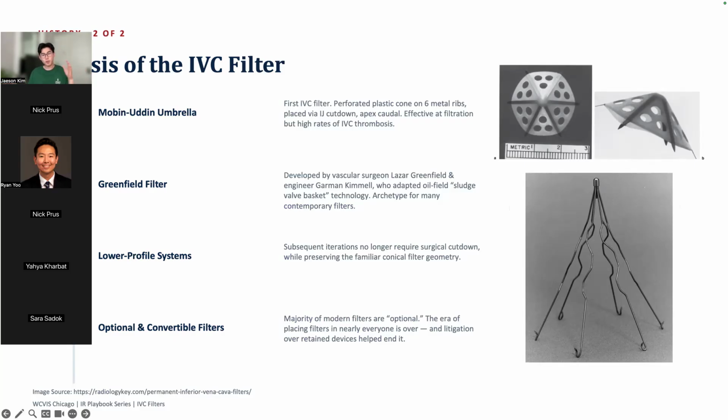And so over the following decades, the delivery systems got smaller, so you no longer needed surgery to place one. But again, the basic cone shape stayed the same.